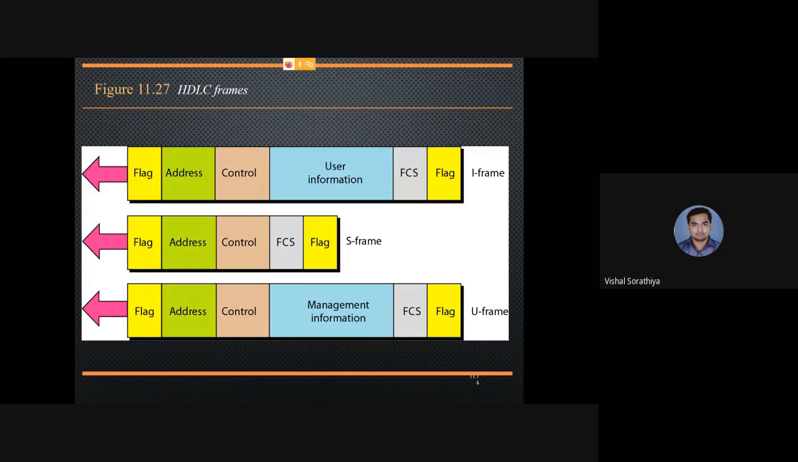You can say whenever you have an I frame, in that both kinds of information are going to be contained, control information and user information. आप कह सकते हो, if you have an I frame, it contains the message also, it contains the response also. So we can say it contains the control frame also, and it contains the information also. This is the type of frame which is an I frame.